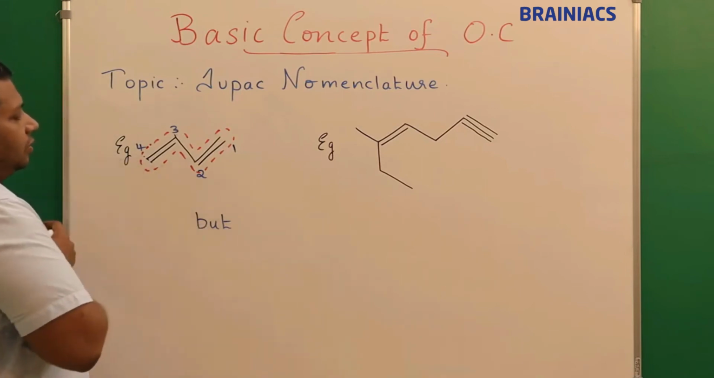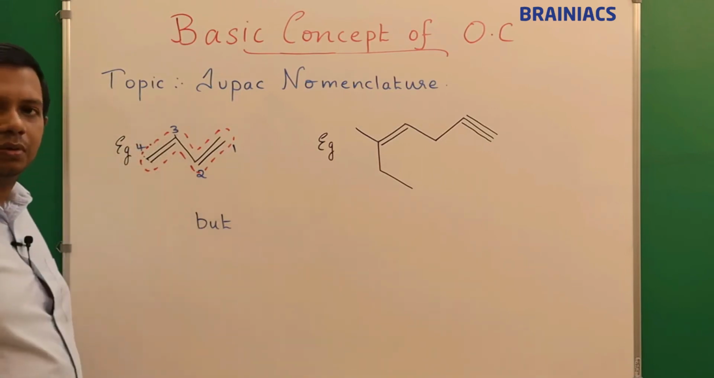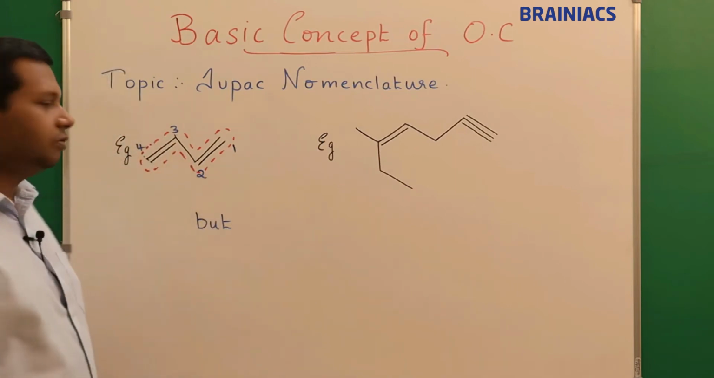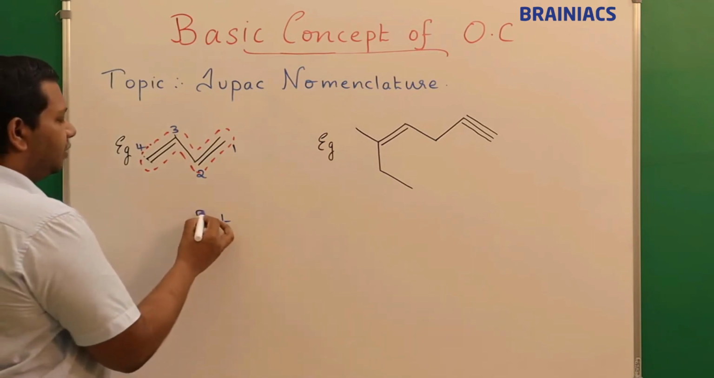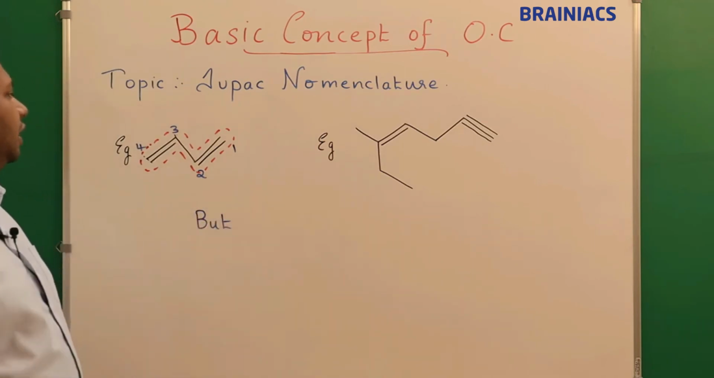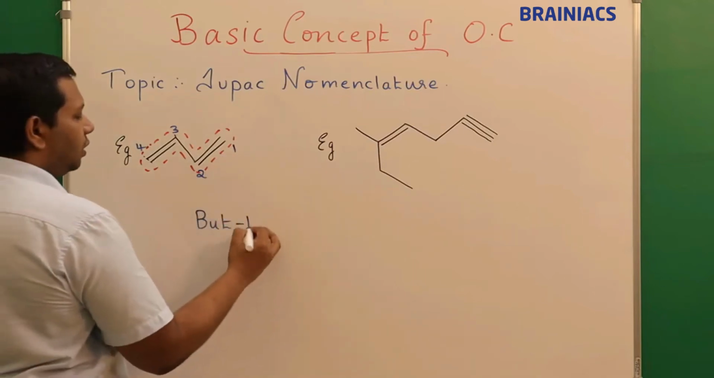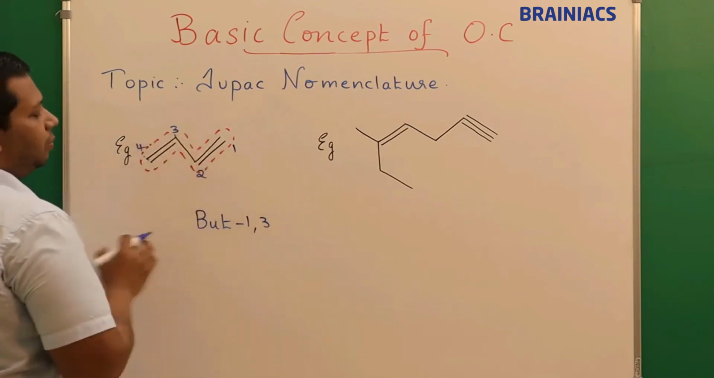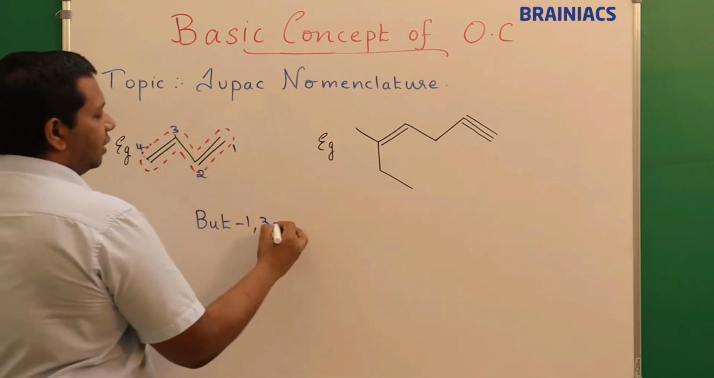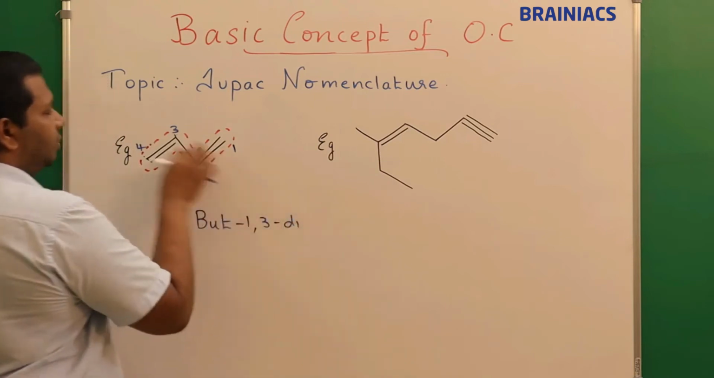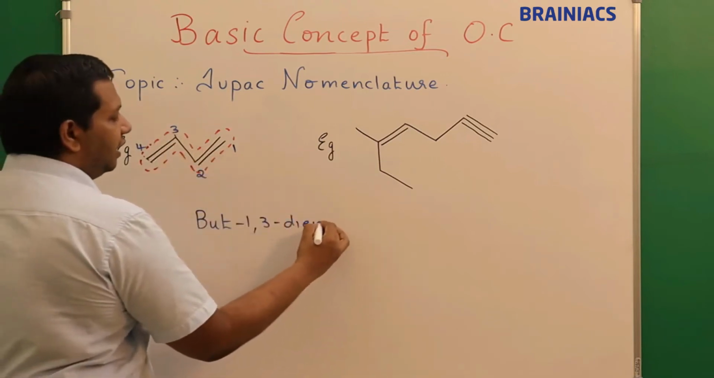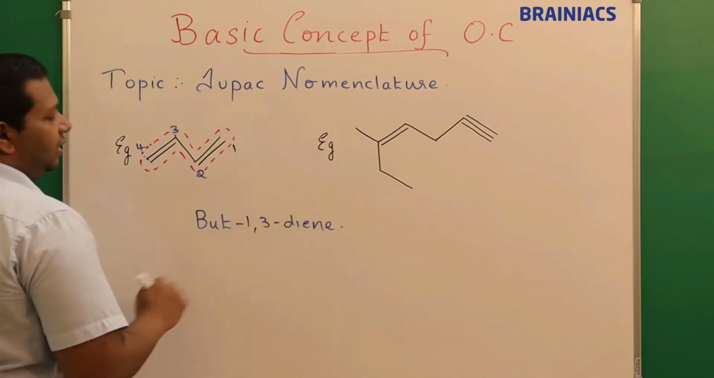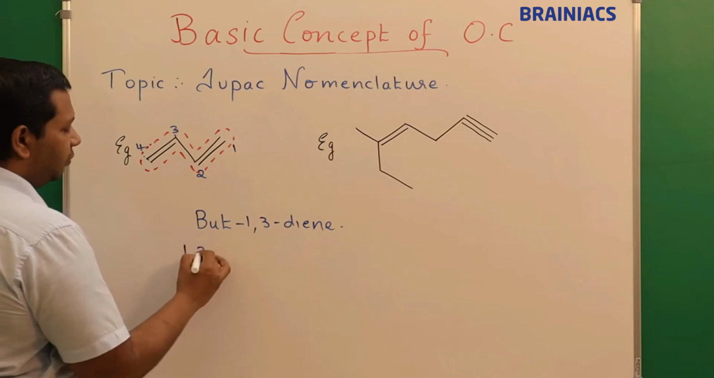So tell me how to do this. We know that there are no substituents, so there is no secondary prefix, no primary prefix, because it is not a cyclo compound. Word root, I have written but. Then at what position? But 1, then comma 3. Why am I putting a comma? Because both are double bonds. But 1,3, then hyphen di. Why is di coming? Because both are double bonds. Diene. Correct?